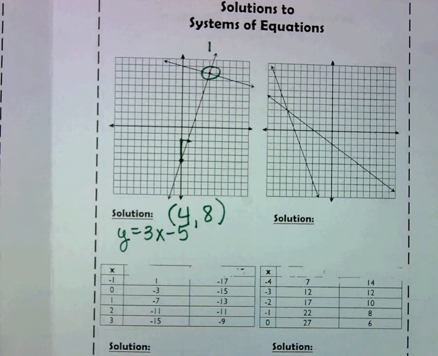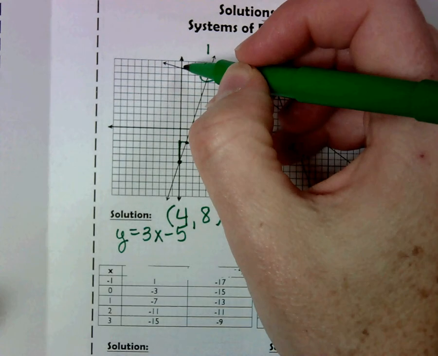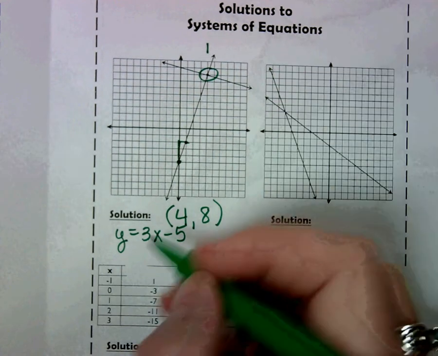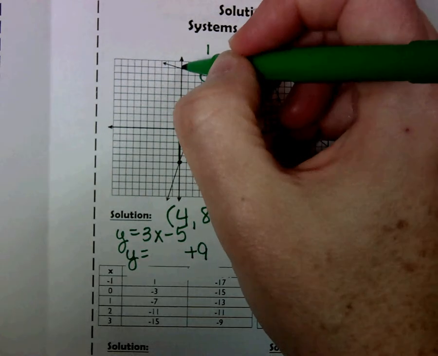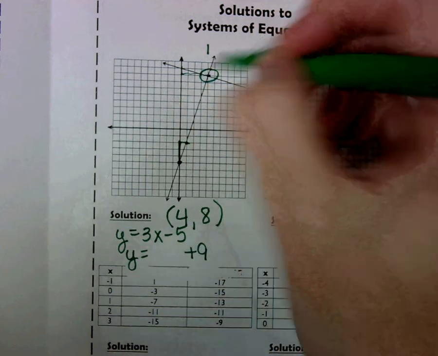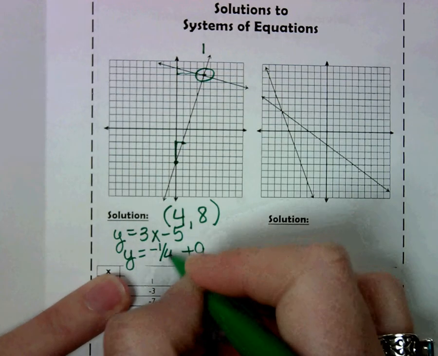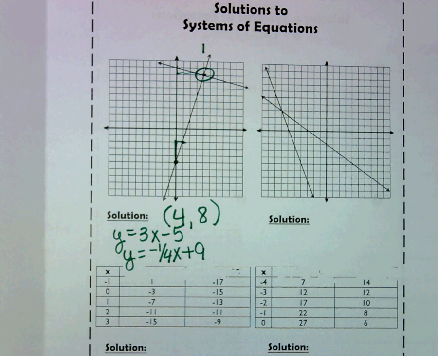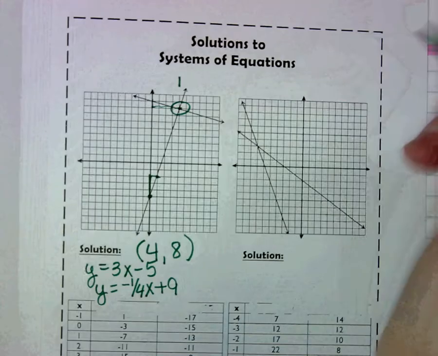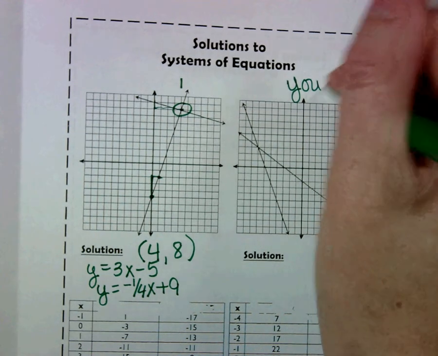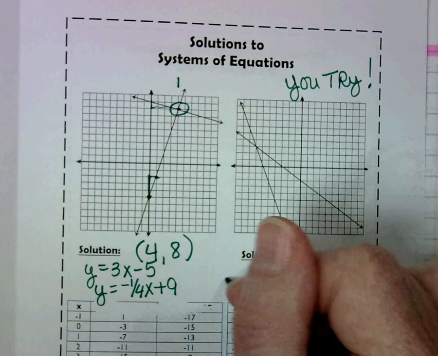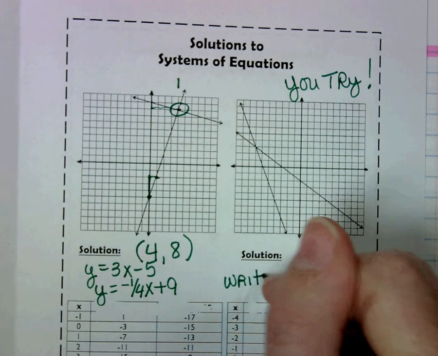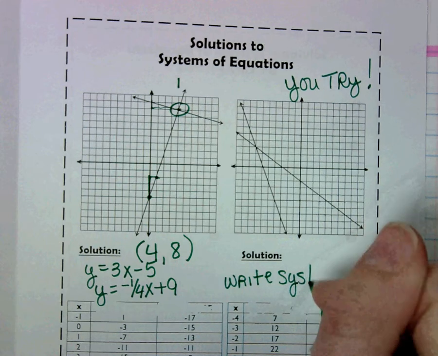Okay. And then for my second line, my y-intercept way up here is +9. And my slope, down 1, right 4. So I have a slope of -1/4 x. So we also could look at a graph and write this system. Here you have a second graph. I want you to see if you can find the solution. And I also want you to try to write the system for that graph.